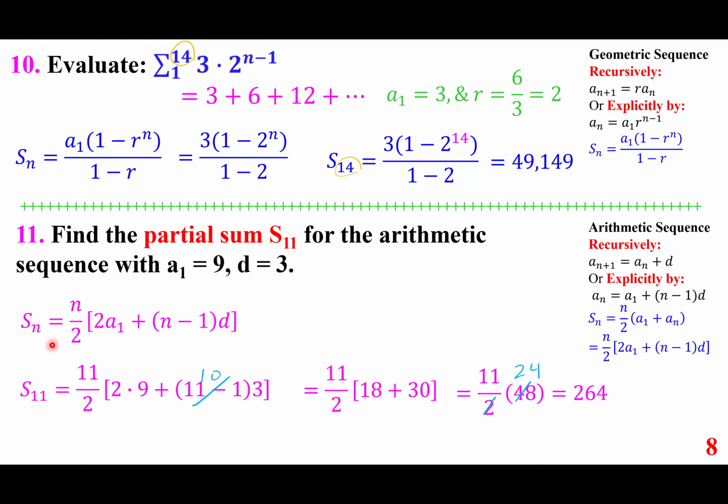So that's called the partial sum because it stops at some point, the 11th term. Any sum that stops is a partial sum, unless it goes on indefinitely and forever. If it continues indefinitely, then it's no longer a partial sum.